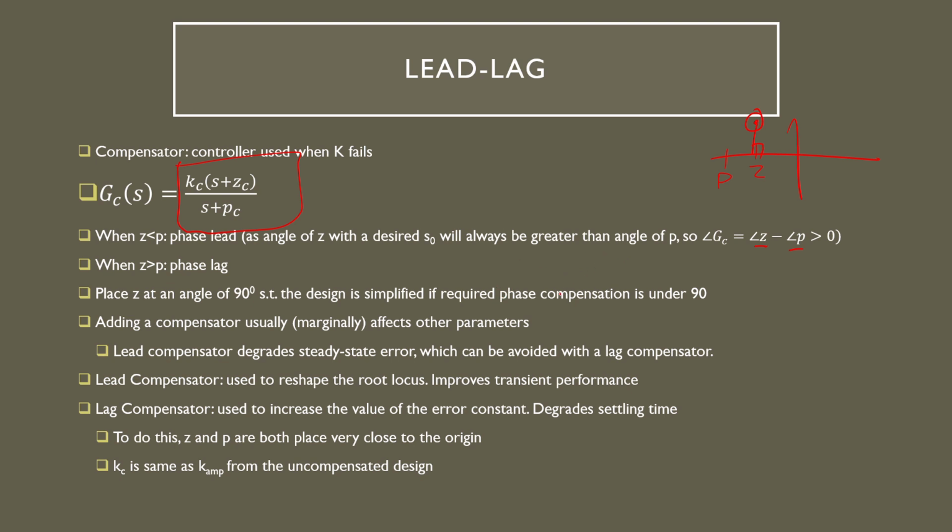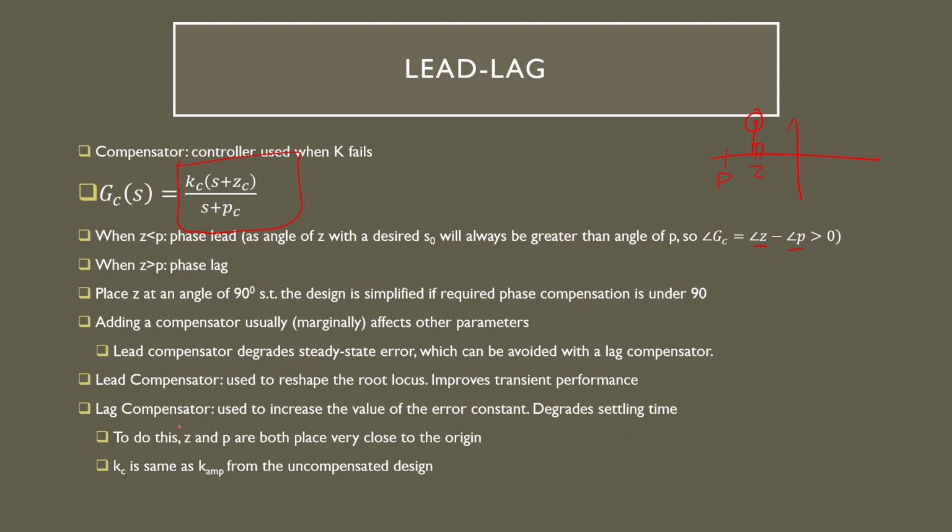A couple of things about adding a compensator. Usually you can approximate a compensator to do nothing to the system, but it does do something. It affects the other parameters, if only marginally. It degrades the steady state error, but it improves the transient performance if you have a lead compensator. So the lead compensator reshapes the locus itself, and it improves the transient performance at the cost of steady state error. The lag compensator can increase the value of the error constant, so improve the steady state error, but it will degrade the time it takes to reach that steady state.